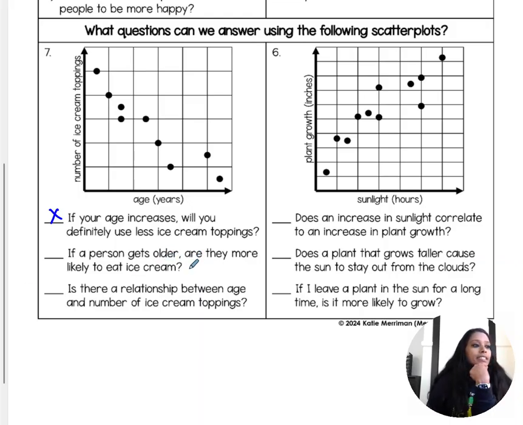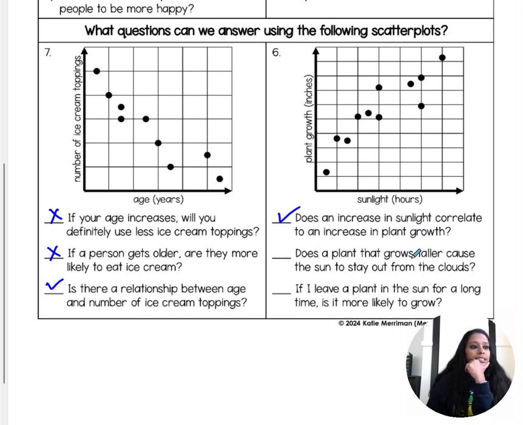If a person gets older, are they more likely to eat ice cream? That doesn't really tell me anything about the toppings, right? So, is there a relationship between age and number of ice cream toppings? That's a good question. All right, so this is the amount of sunlight. Does it affect the plant growth, how tall the plant gets? Does an increase in the sunlight correlate, we like that word, to an increase in the plant growth? I think that's a good question.